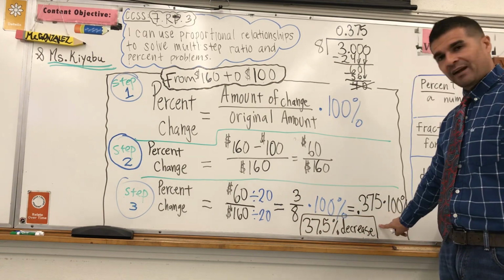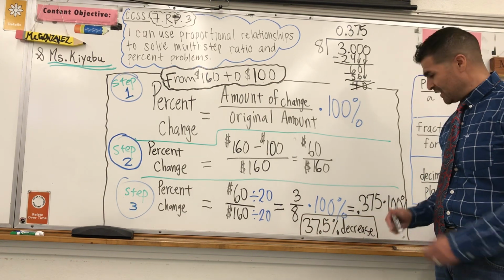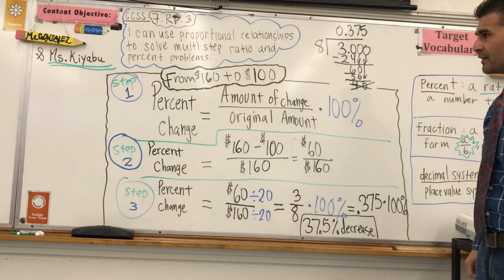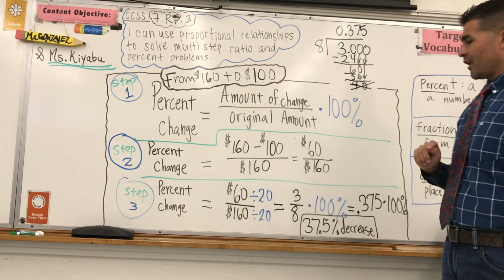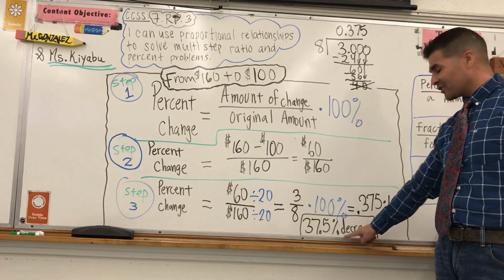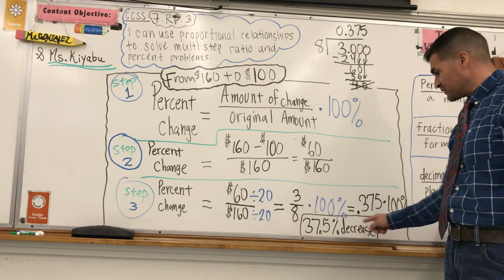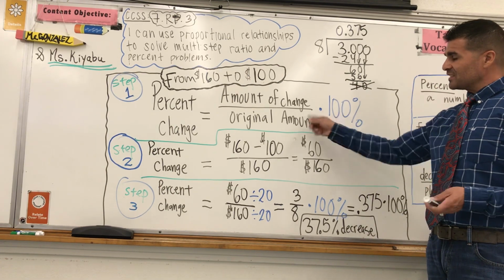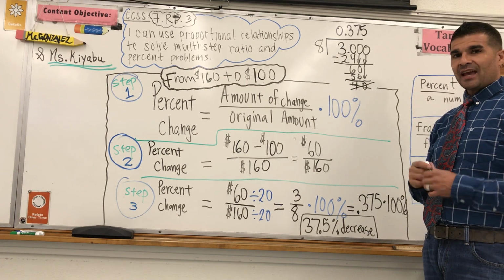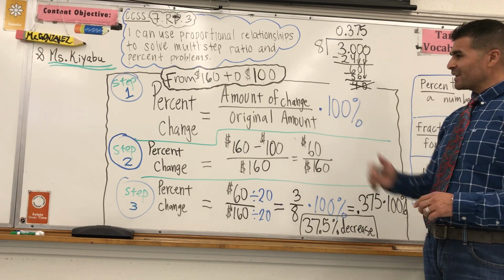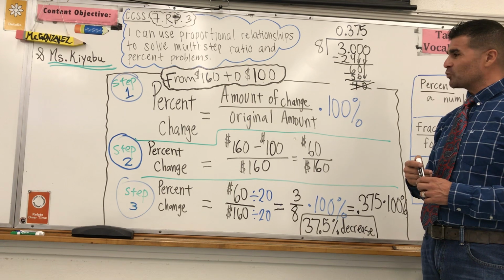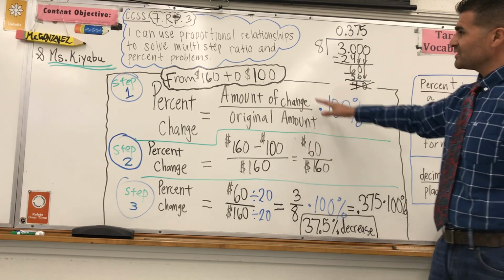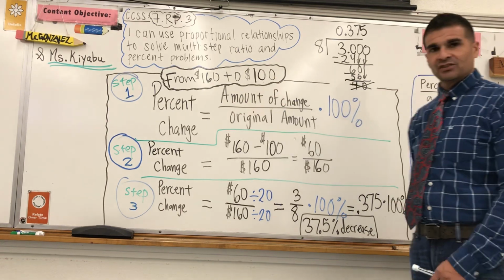Hopefully you checked your answer with me, and this is what you're getting when you started from $160 and went down to $100. Hopefully you guys got a 37 5/10% decrease. Now there are other ways to do this problem, but this is the way we've been studying in class. And of course, this is definitely going to be on your poster that's due this week, and it's definitely going to be on your unit exam. This topic is called percent change.